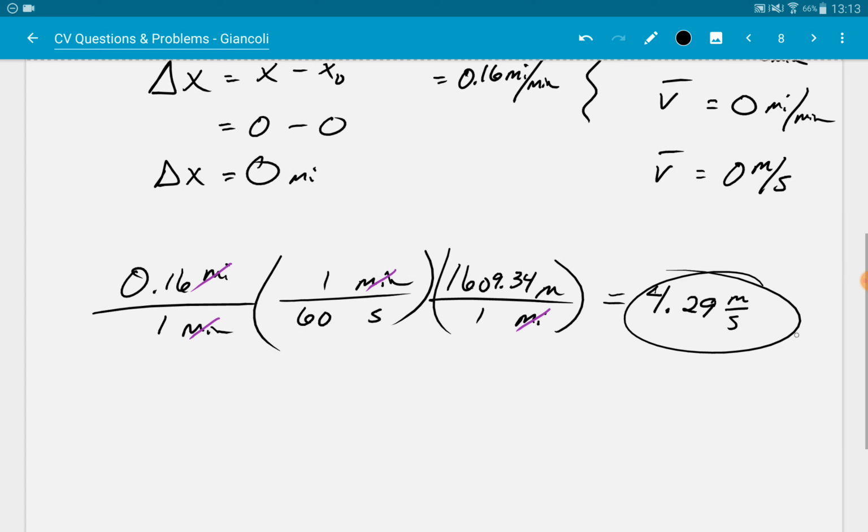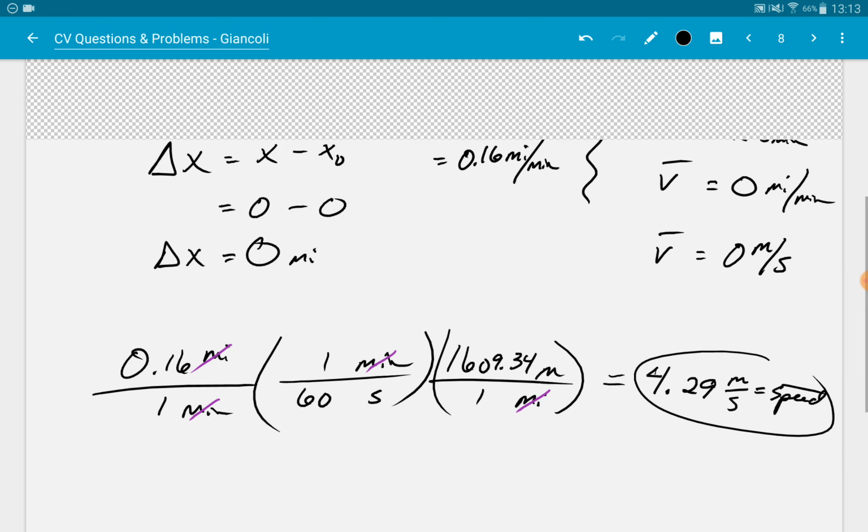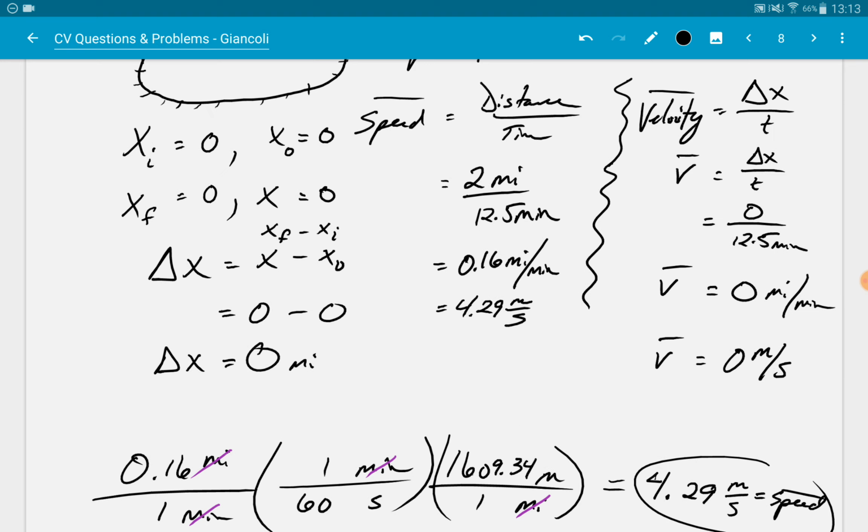Oh, sorry, I should probably put this in as average speed. Average speed equals, or maybe I'll just write it over here where I kept it nice and organized, 4.29 meters per second. There we go. Excellent, we're done.